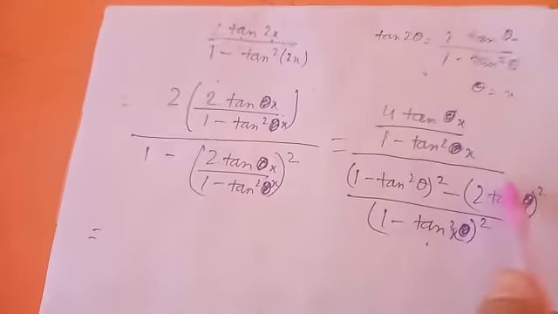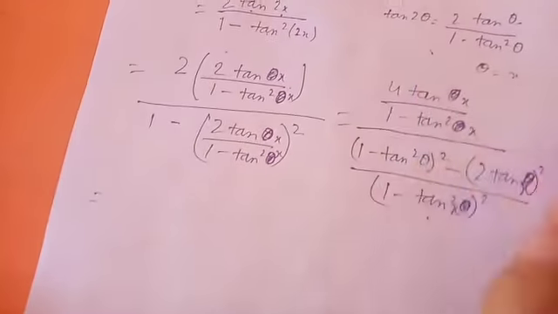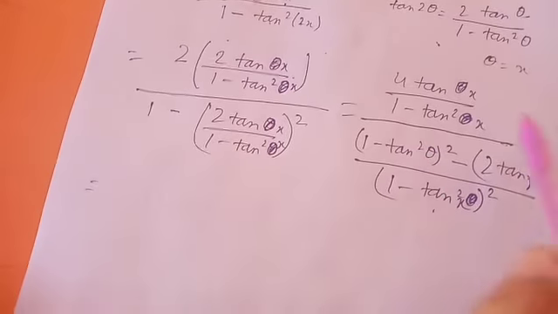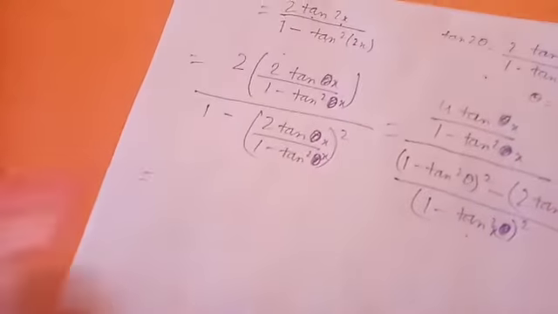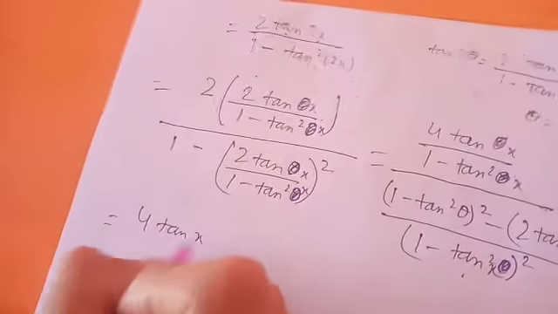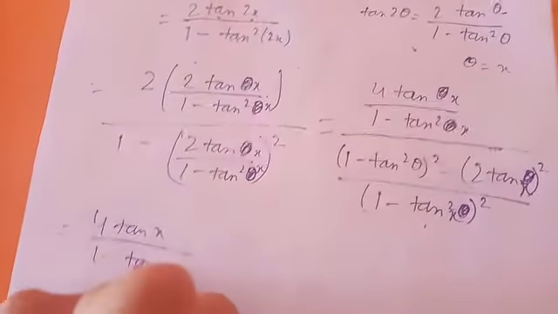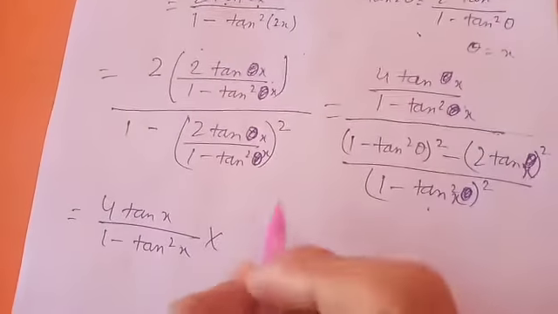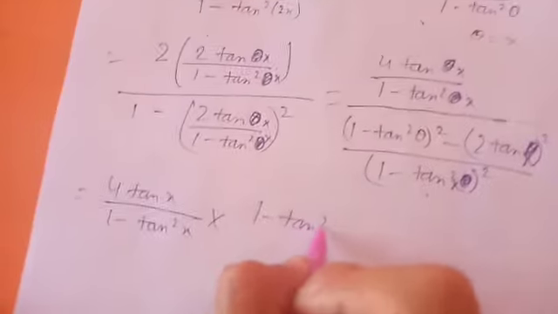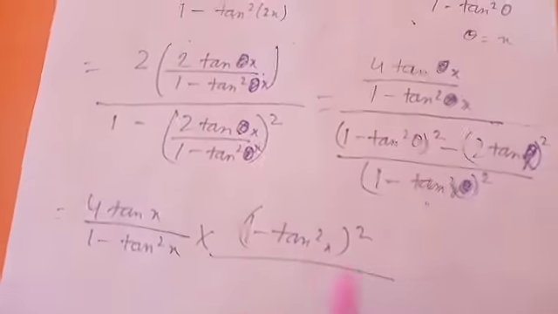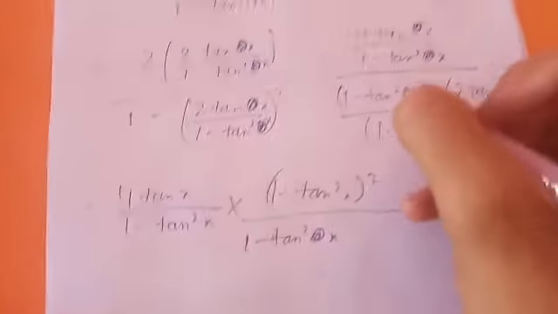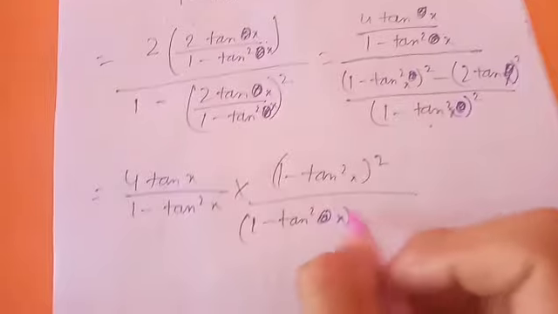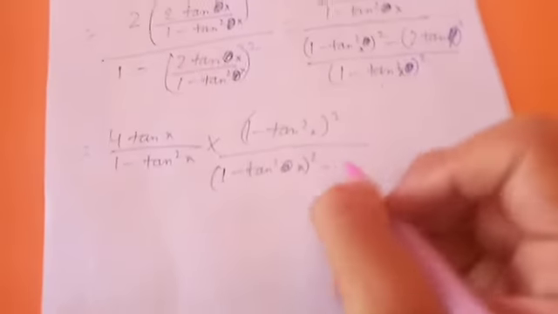Okay, now this is our denominator, it is our numerator. Now if we multiply this denominator with it, we have to take its reciprocal. So what we will get: 2 tangent x by 1 minus tangent square x into 1 minus tangent square x whole square by 1 minus tangent square x whole square minus 2 tangent x whole square.